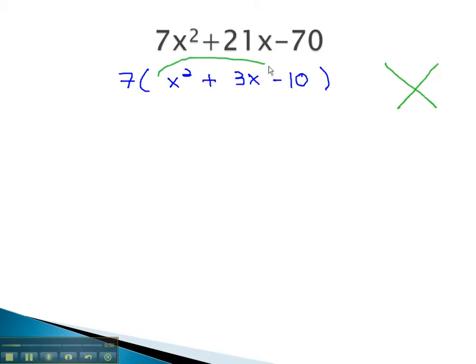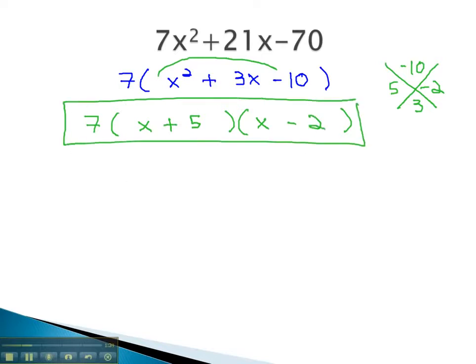Using the AC method, 1 times negative 10 is negative 10, and we want to add to 3. This is possible with 5 and 2 if the 2 is negative. If there is a GCF, we will keep that GCF in front of everything as we continue to factor. Because we had a 1 in front of x squared, we can use the numbers 5 and negative 2 directly in our factors, x plus 5 and x minus 2. This expression is now factored.